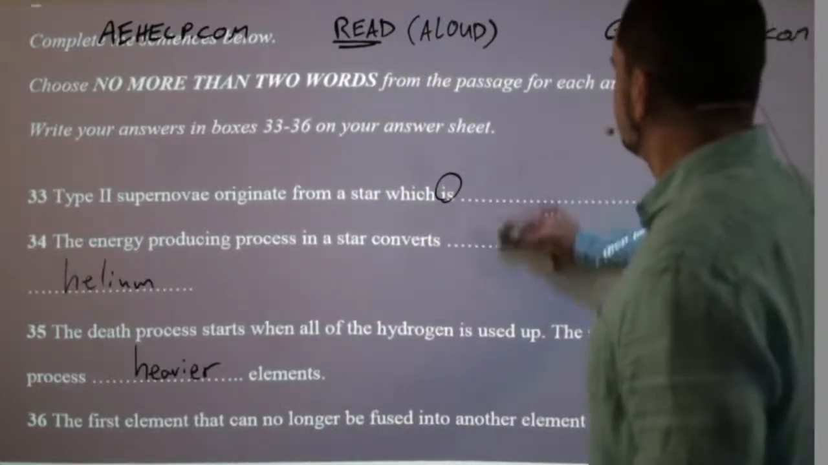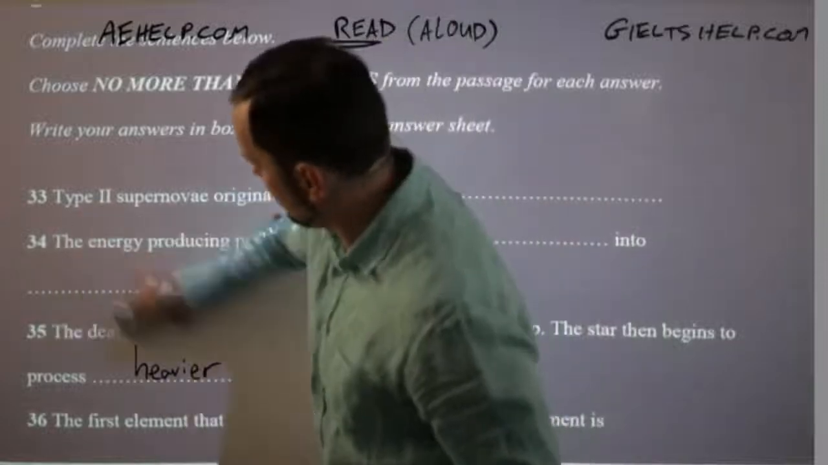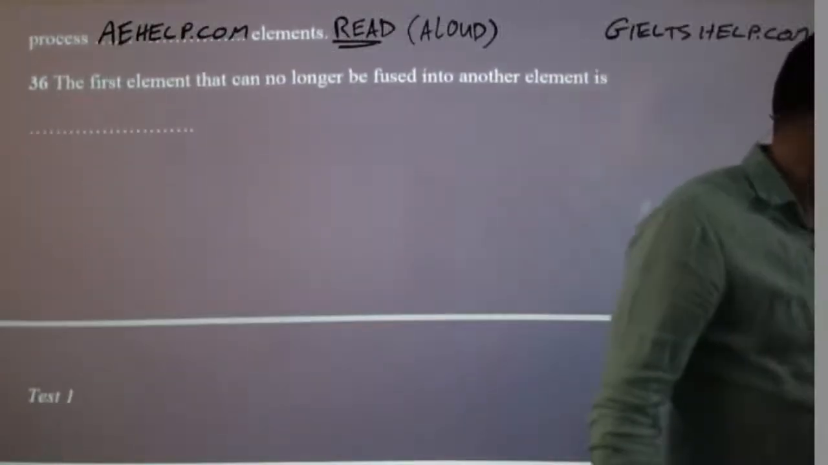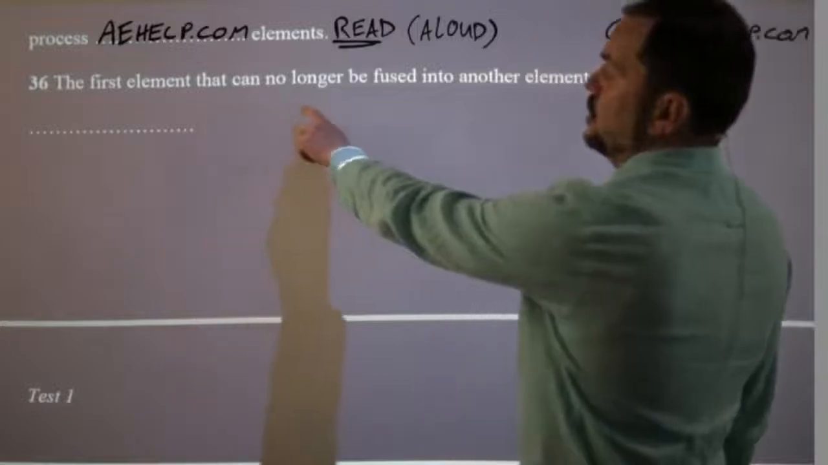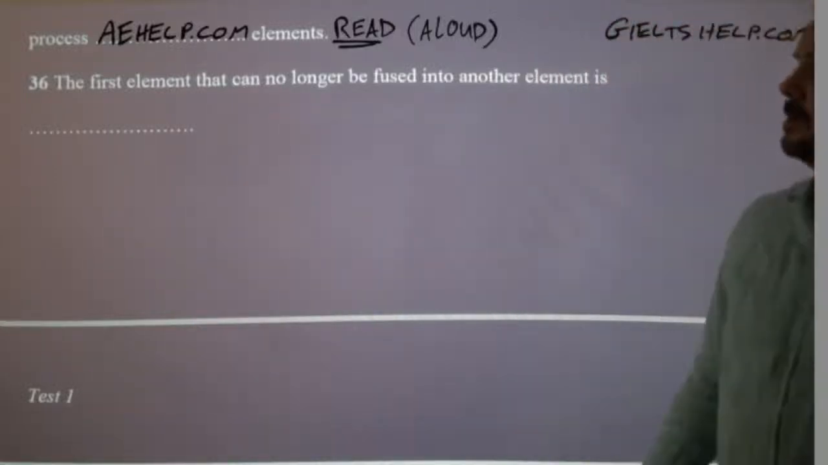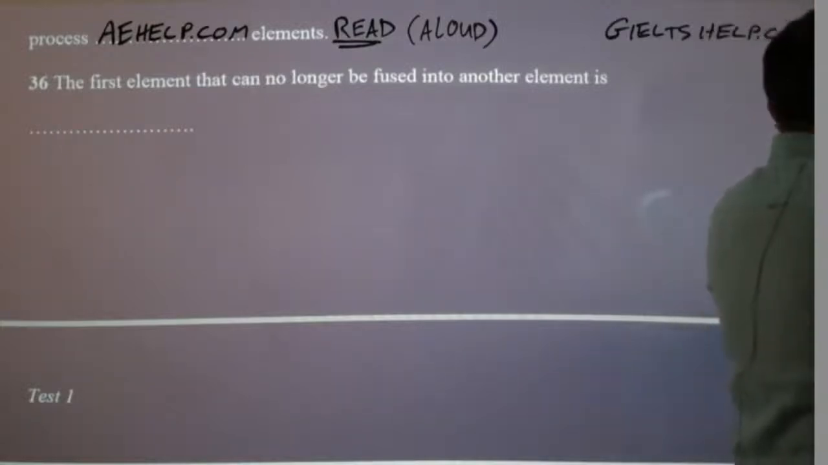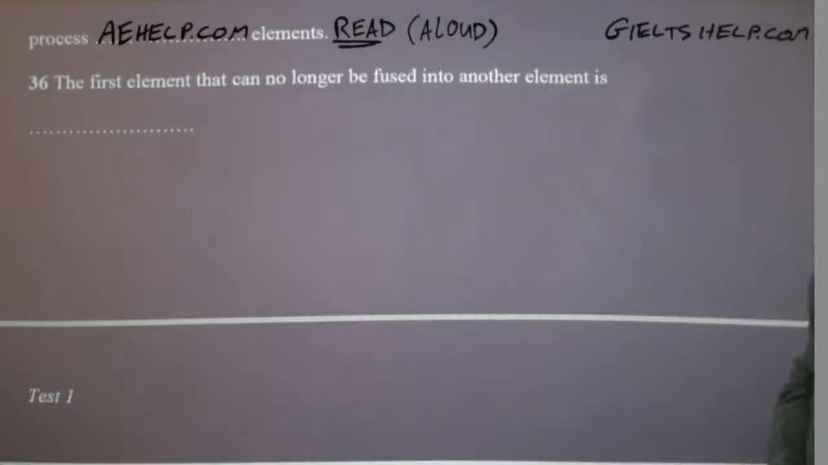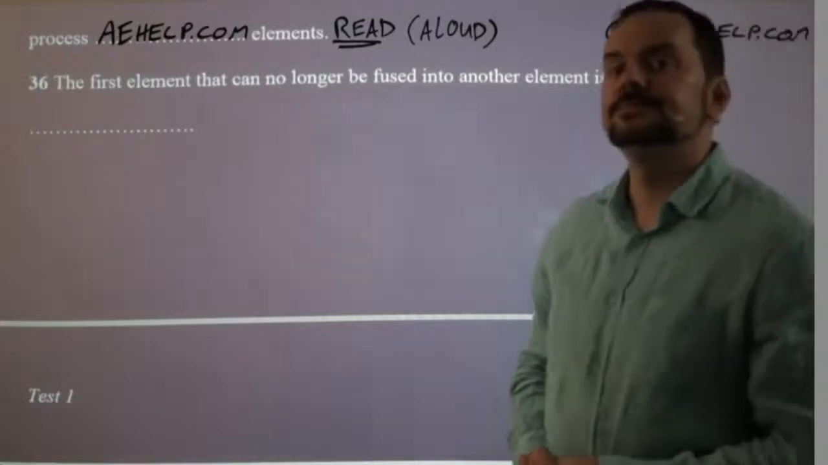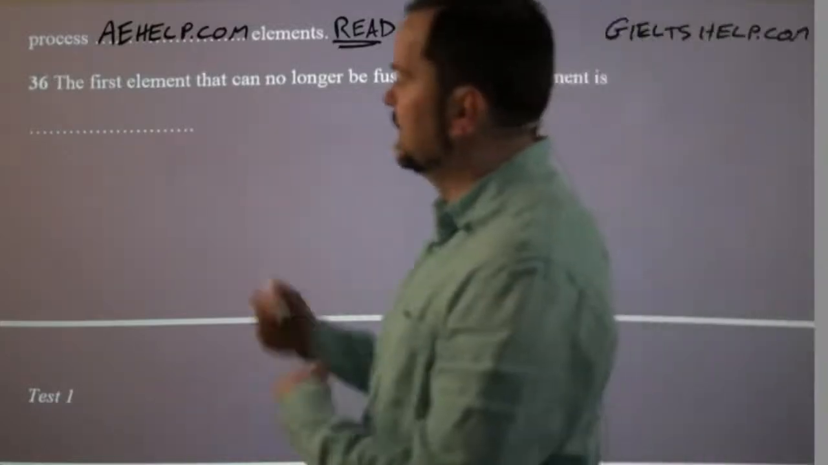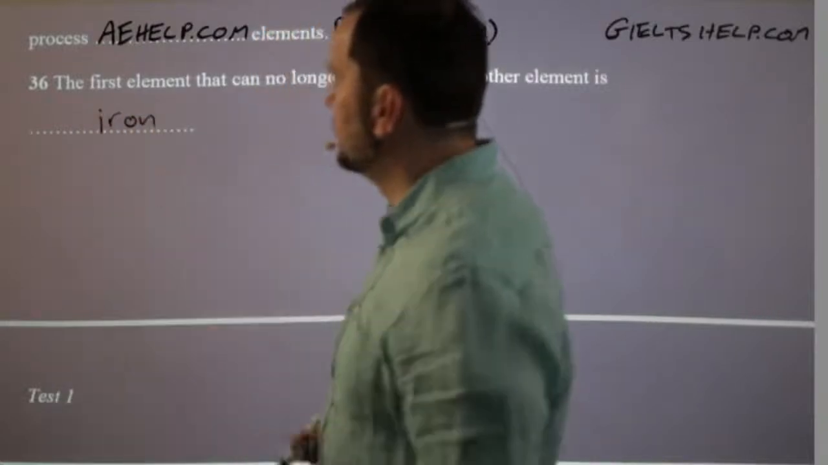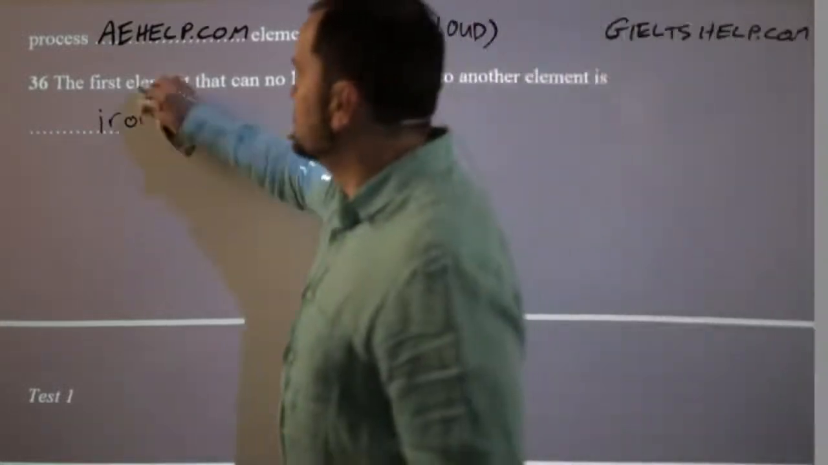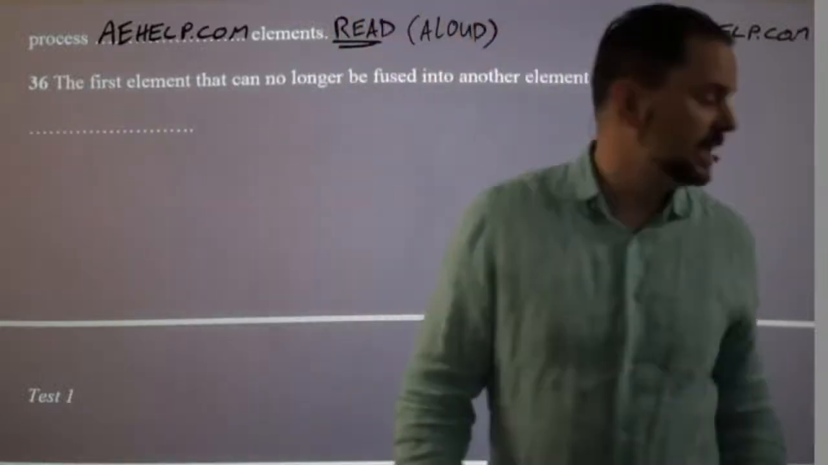All right. Let's keep moving along. The first element that can no longer be fused into another element is what? So what's the first element that can no longer be fused into another element? Very good, David. Yeah, that was iron, right? The iron core. Excellent. Okay, great. So once it's all iron, it's the beginning of the end.